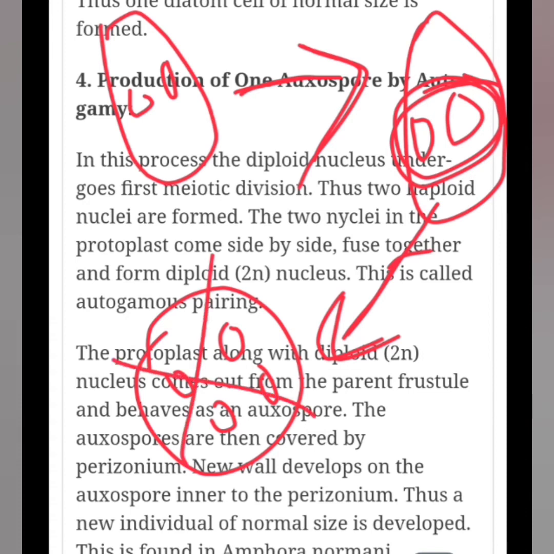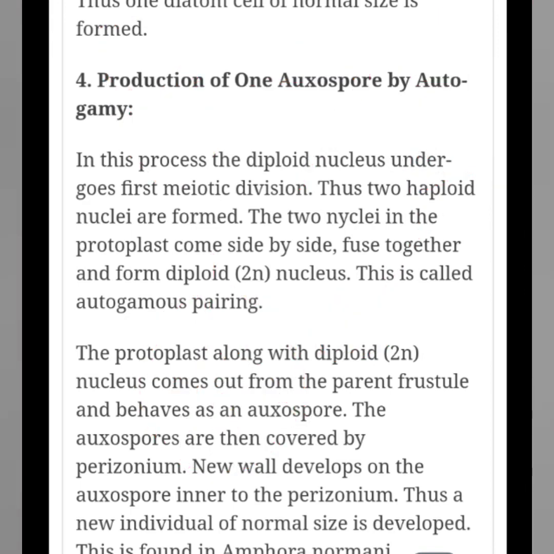So this step is not there. It will come out from the parent frustule, and it will behave as an auxospore. Again, it will be covered in a perizonium, and this new individual diatom of normal size will develop. So this type can be found in species such as Amphora normani. Okay, Amphora normani, this type of auxospore formation can be found.